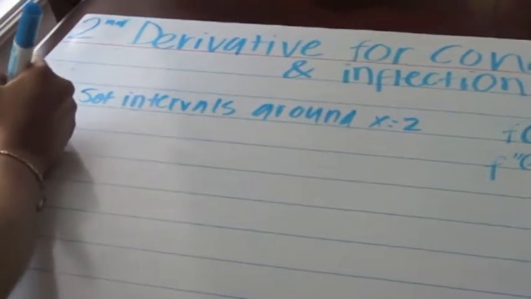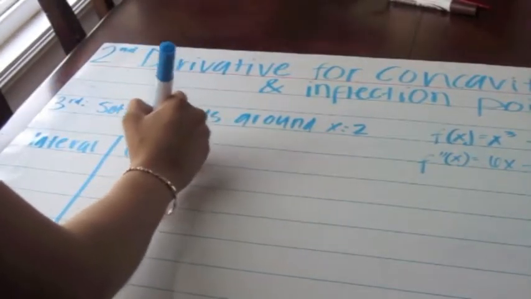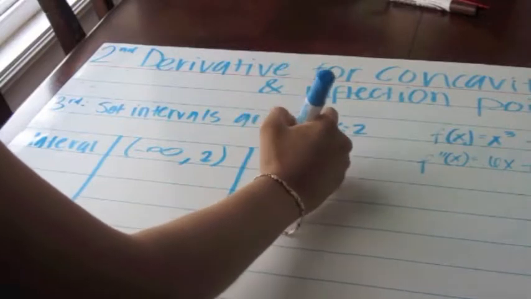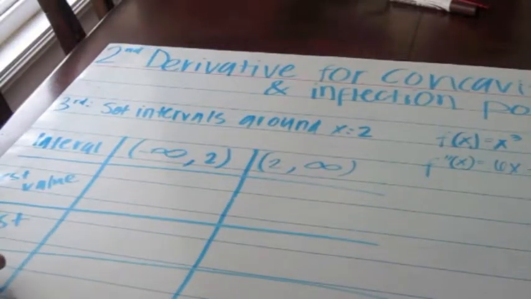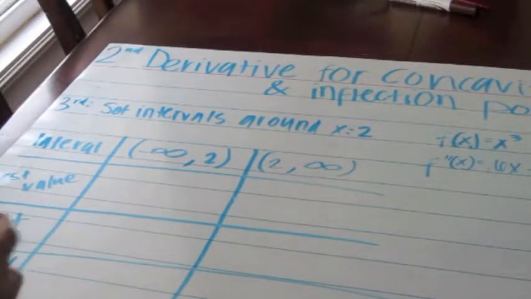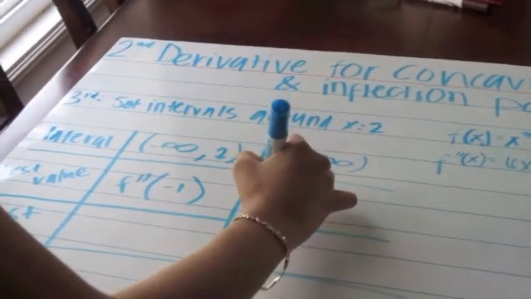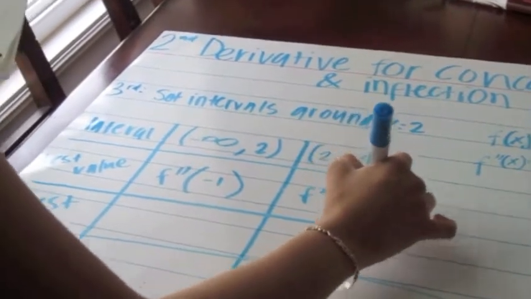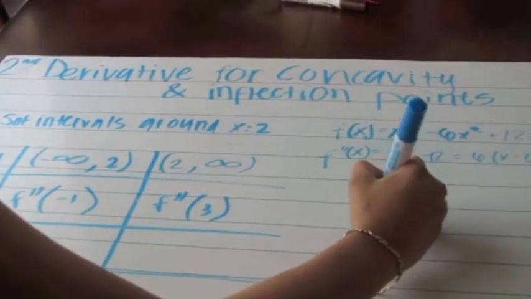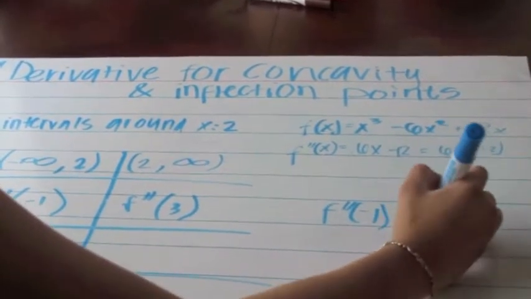So let's go ahead and make our chart to set up our intervals. We're going to set our intervals from negative infinity to 2 and from 2 to positive infinity, because those are the correct intervals built around our possible point of inflection. Because negative 1 is in between negative infinity and 2, negative 1 is going to be our test value for the interval negative infinity to 2. And for the interval 2 to positive infinity, we're going to have the number 3 be our test value, because it's in between the given interval.